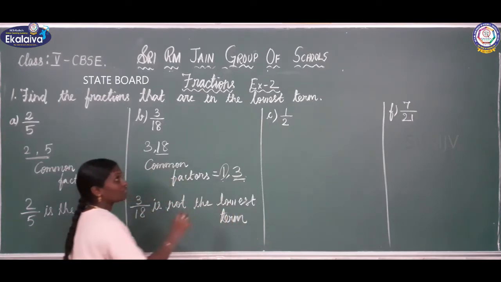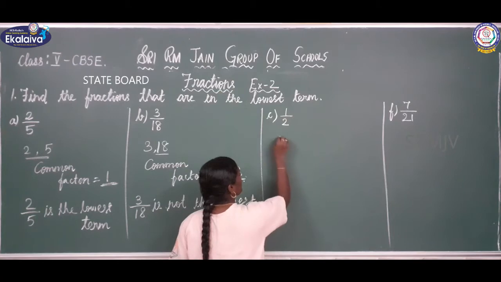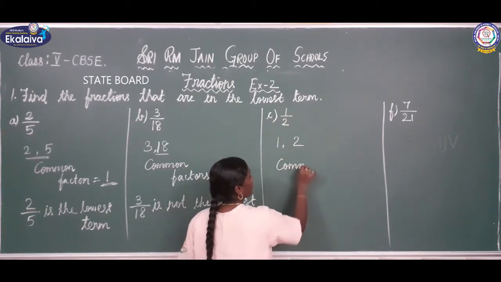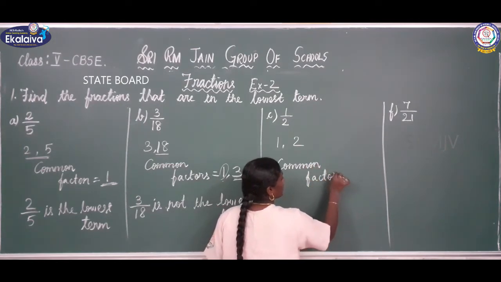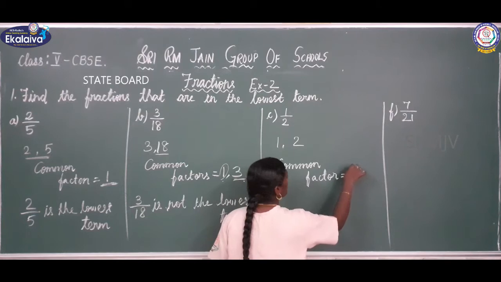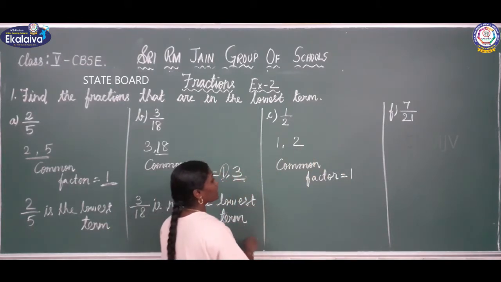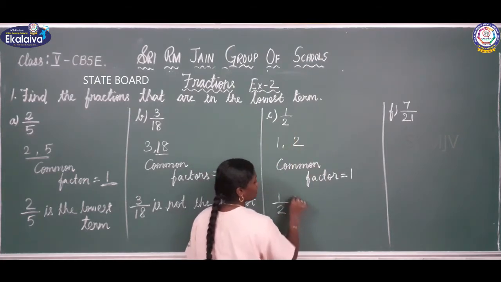Is it clear, children? Then see the next fraction, 1 by 2. Here for 1 and 2, the common factor is 1 alone, because 1 is neither prime nor composite and 2 is a prime number. So the common factor is 1 alone. So 1 by 2 is the lowest term.